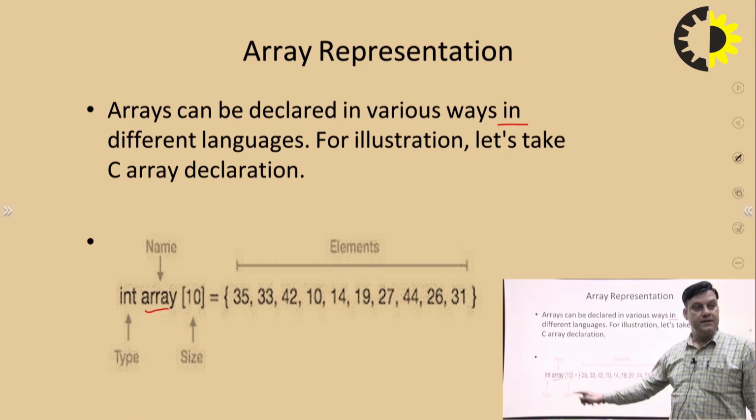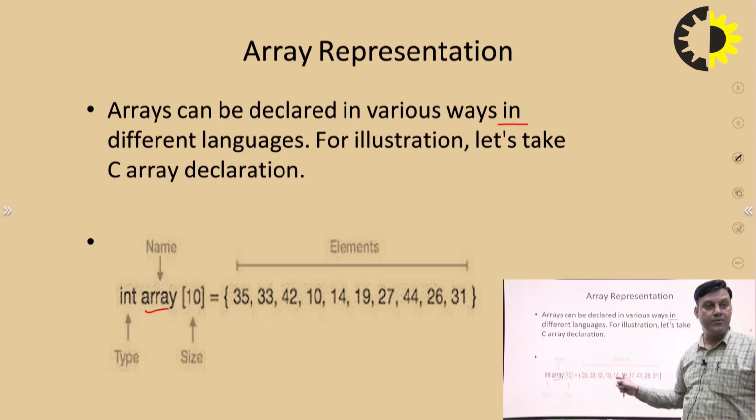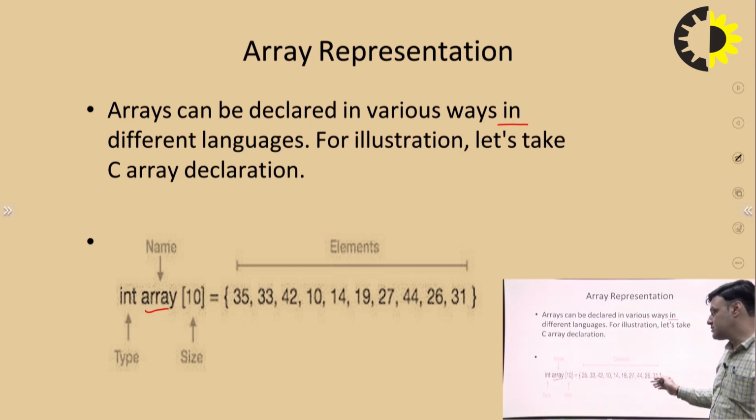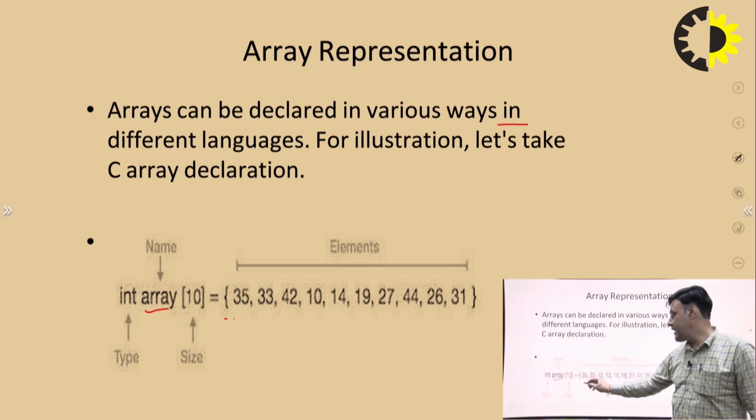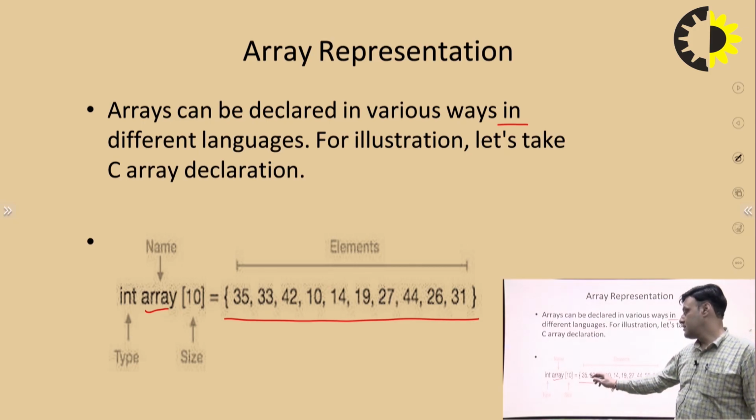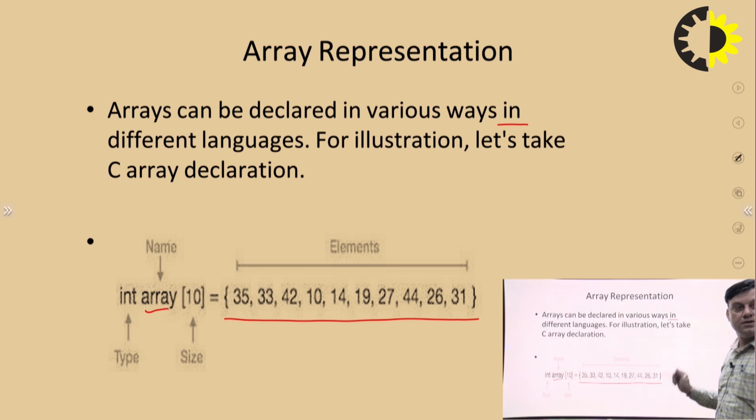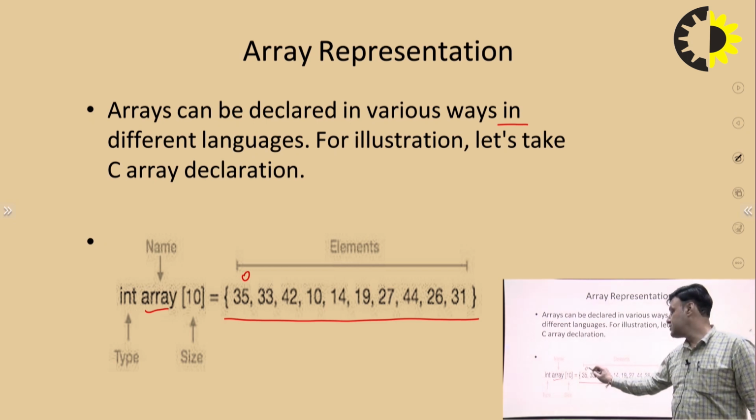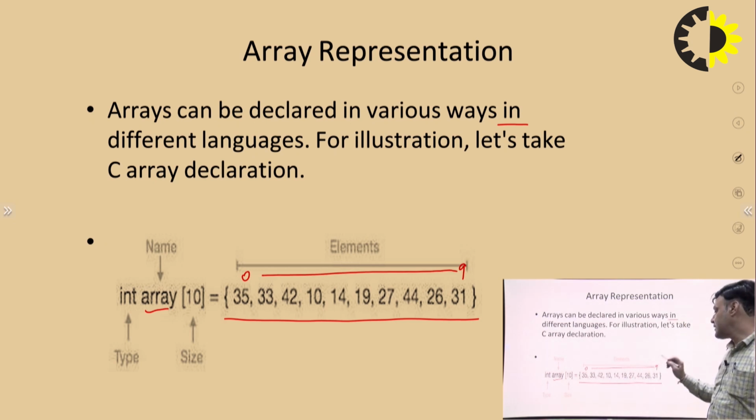Okay. Under this square bracket, this will represent the size. So it means that 10 elements can be allocated in memory. These are the elements. So in the C language, we used to initialize arrays like this, with curly brackets. So 0th index position 35, first index position 33, and so on. It will go from 0 index position to 9.